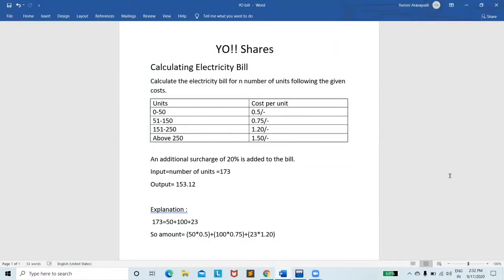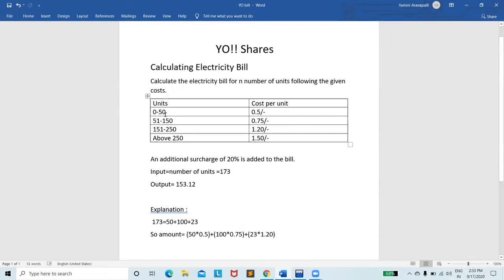We are back with another interesting programming question. Today we are going to do electricity bill calculation. That's going to be very interesting. Come on, let's check it out. So today we have to calculate the electricity bill for n number of units following the given cost.